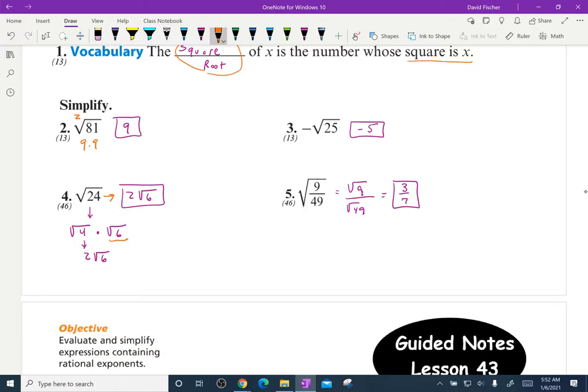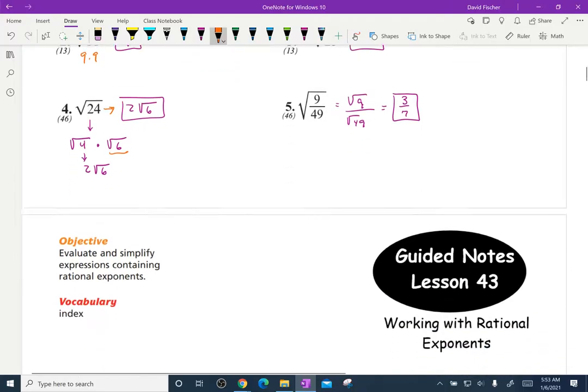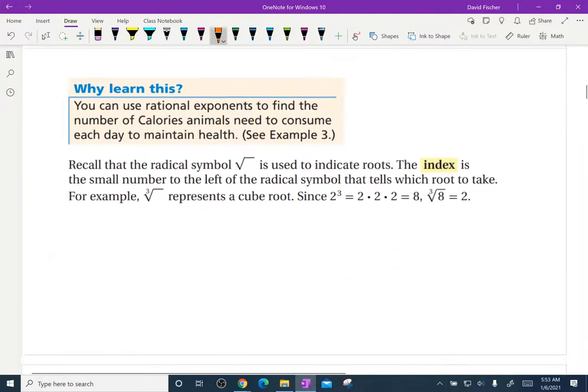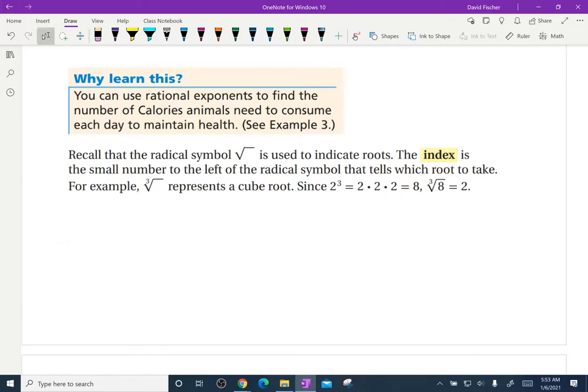Over here, last year you should have learned that we can break these square roots up, that we can put a square root on both sides of this. And so the square root of 9 was 3, and the square root of 49 is 7. Okay, so even though it's one big radical sign, you can break it up into two halves like that. All right. So hopefully that's a refresher from last year, because you're going to work more with that today.